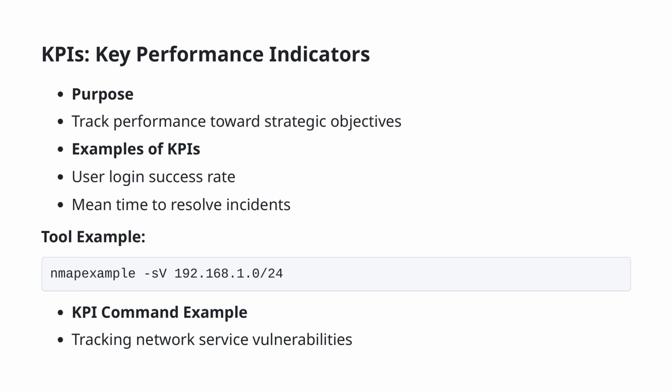For instance, using a tool like Nmap, you can perform a command such as nmap example-sv 192.168.1.24 to track network service vulnerabilities. This is a practical example of a KPI command used to assess the security aspects of your network infrastructure. Understanding and utilizing KPIs allows an organization to stay focused on its strategic goals by providing measurable data on performance.